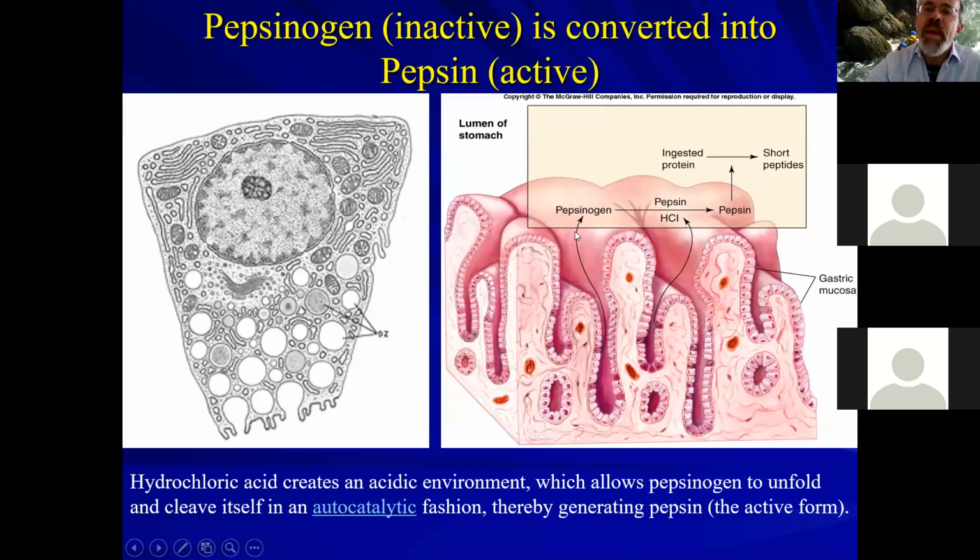Well, remember I mentioned that pepsinogen needs to be converted to pepsin. And what triggers it to be converted into pepsin is hydrochloric acid. So when this enzyme is first released, it's inactive, it's pepsinogen. Only when hydrochloric acid is released, hopefully only when food is present, will pepsinogen be converted into pepsin. And then pepsin can then do its digestion.